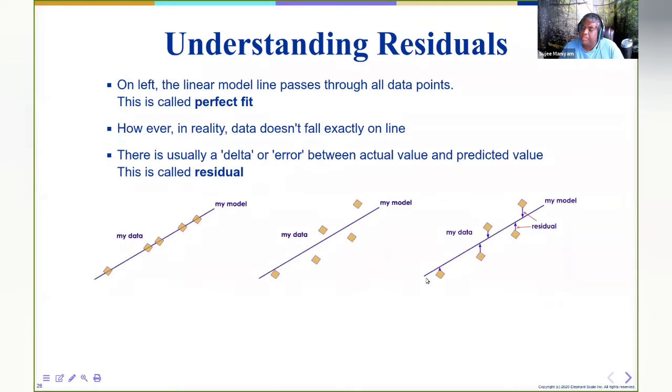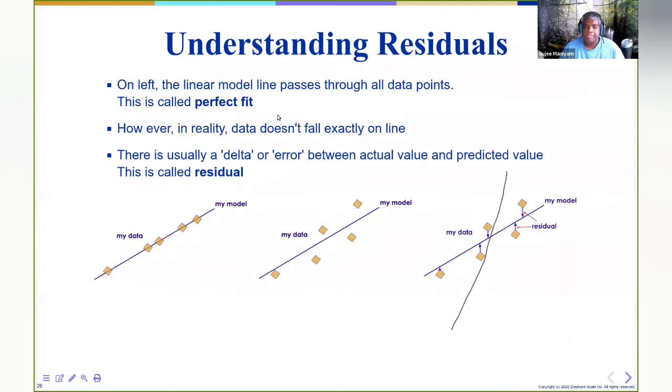Again, we want to minimize this. For example, I don't want to draw a line like this. That's not a great line, because my deltas are high. So maybe the line goes through here. That's the idea. Does that make sense, guys? Hopefully that makes sense.